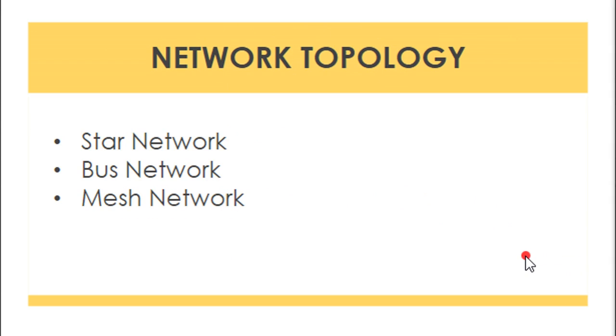We have different types of network topology. Network topology is, by the way, the shape or structure of a network, which indicates how the communication links and hardware devices of the network are arranged. The three most common network topologies in use today are the star network, bus network, and also the mesh network.